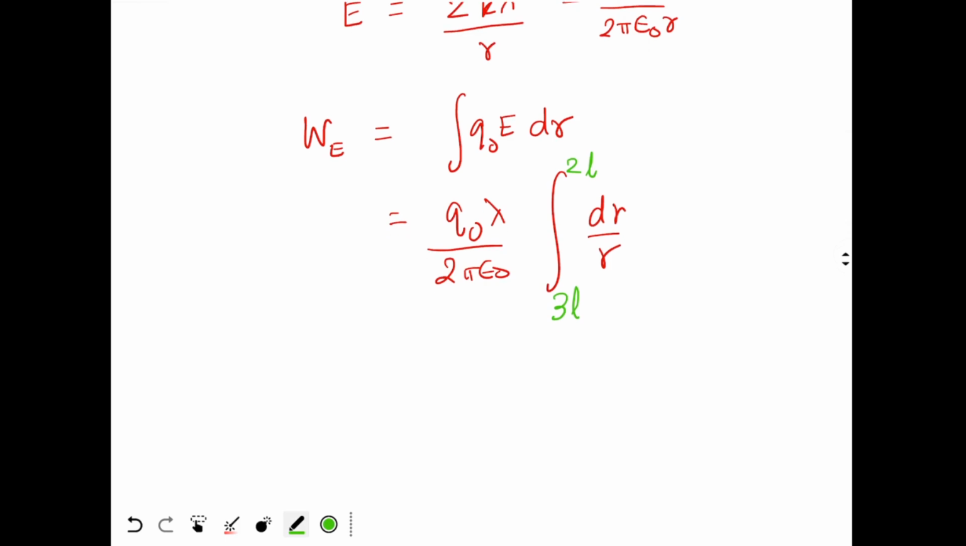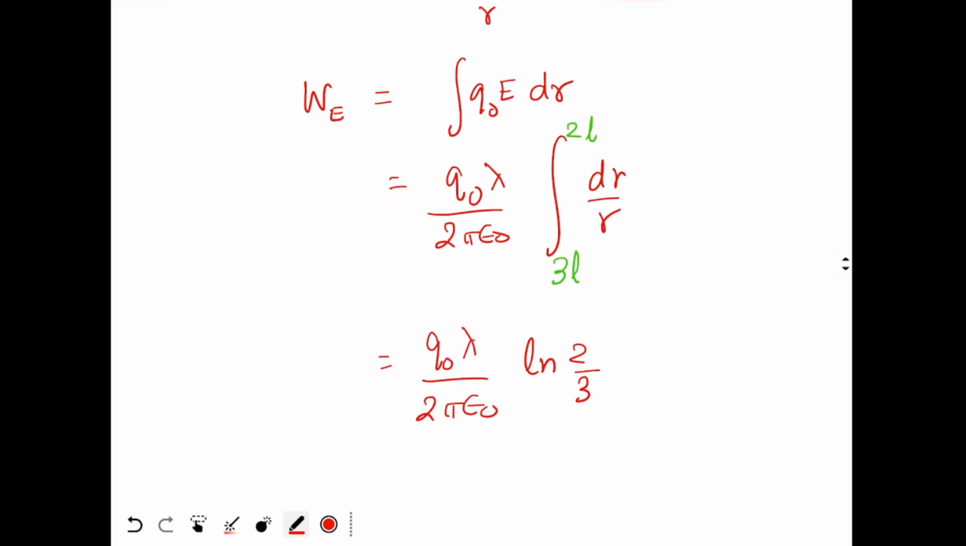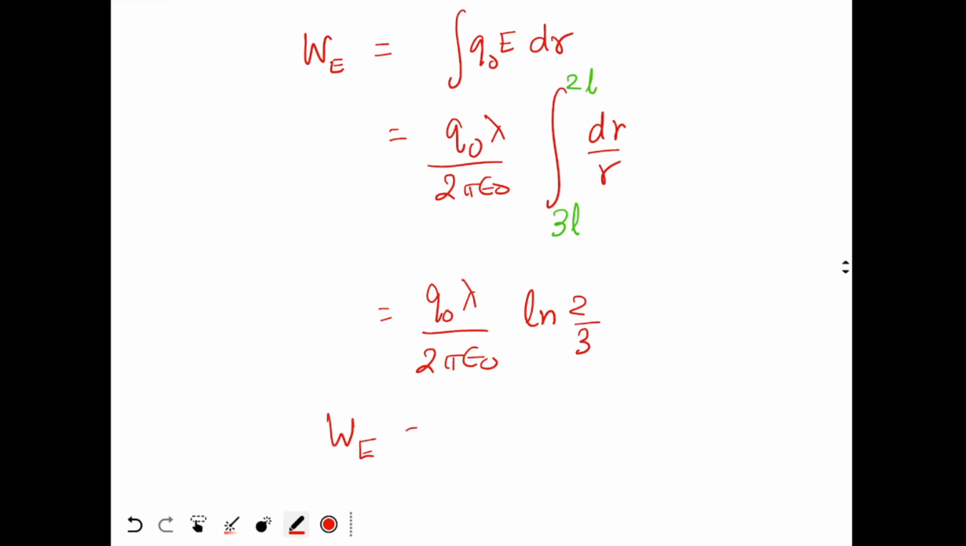So this will be equal to q naught lambda by 2 pi epsilon naught times the natural logarithm of 2L by 3L. L will get cancelled out, so we get 2 by 3. But since log 2 by 3 will be negative, we could replace this with q naught lambda by 2 pi epsilon naught, with a minus sign, log 1.5. This keeps things simplified.